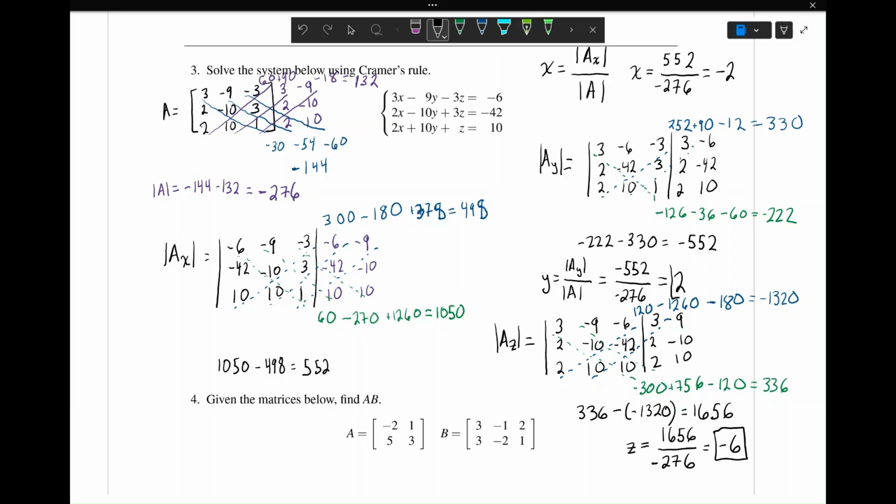So Cramer's rule is nice. It's focused on calculations more than algebra. So it's really good for computers. It's something you could program into a computer relatively easily.